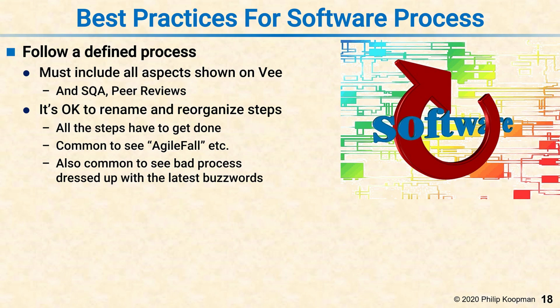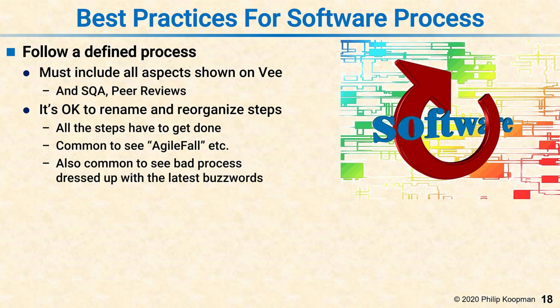Wrapping up, let's take a look at best practices for software processes. First of all, you have to have a defined software process to be more than just slinging code around. That process has to include all the aspects shown in the V. So all the boxes in a V have to be done someplace. And in addition to that, some quality assurance function and some peer reviews. But it's okay to rename and reorganize the steps. All the steps have to get done, but it's okay to draw them in a circle.